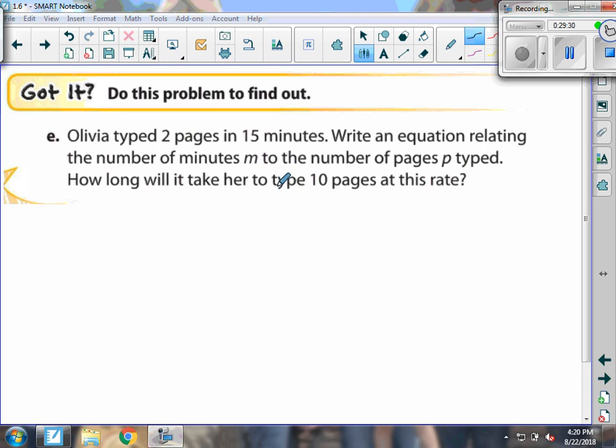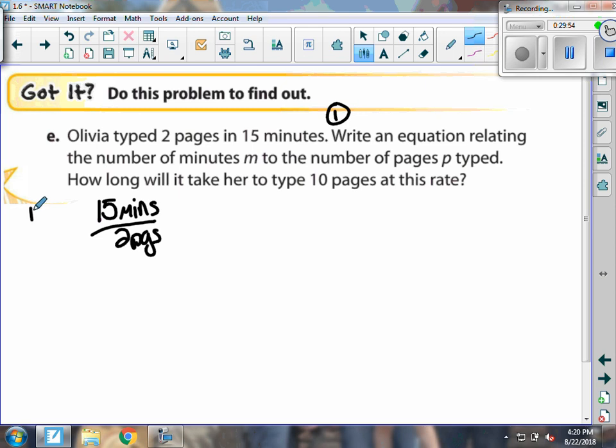And I realized I said that wrong. I'm sorry. It should be the number of minutes per page. Because if she's typing 10 pages, you want to know how many minutes it'll take. So we need to find out how many minutes it'll take her to type 1 page. So I'm going to have 15 minutes for 2 pages. Okay, so we're going to work on our equation first.